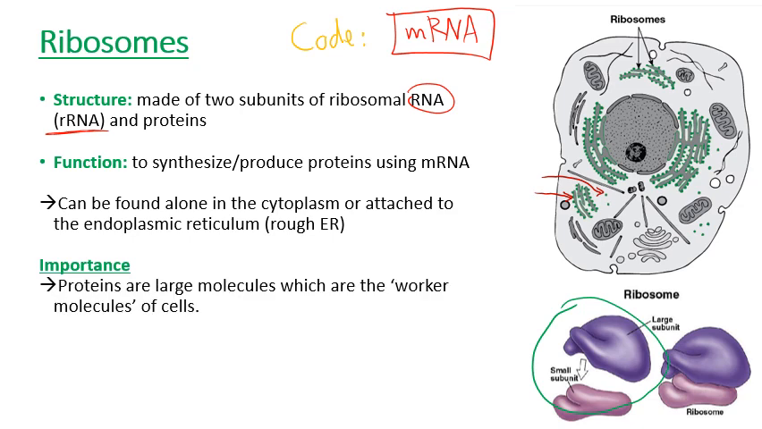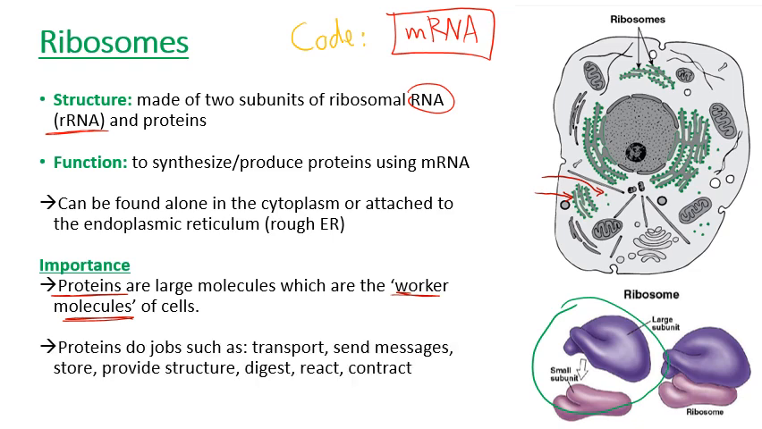Ribosomes are one of the most important organelles, and they actually evolved as one of the first organelles in the first cells. They're so important because proteins are the worker molecules that do basically every job in a cell. Proteins transport things, they send messages, they store chemicals, they give structure to the cell, they build up our body like hair and fingernails are all made of keratin protein. Proteins also digest things, they cause reactions to happen, and they cause our muscles to contract as well. So proteins are the worker molecules.